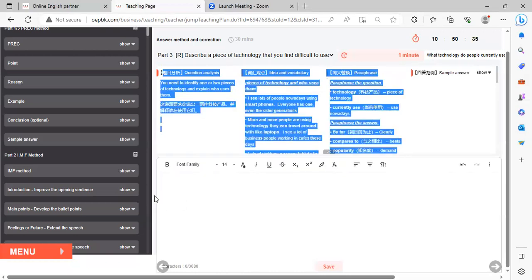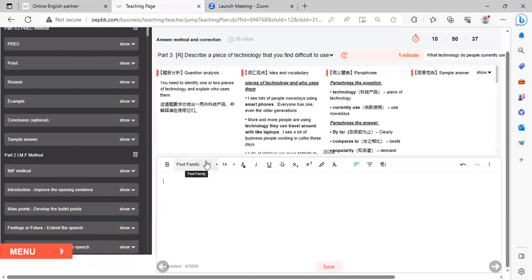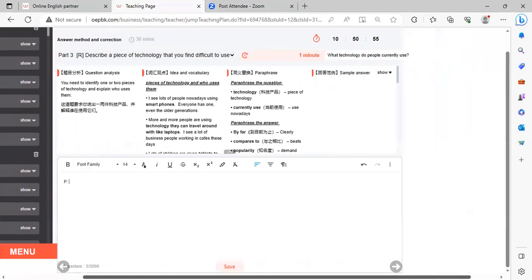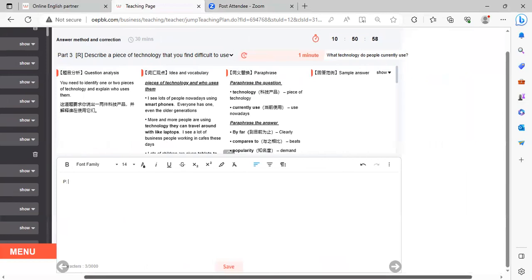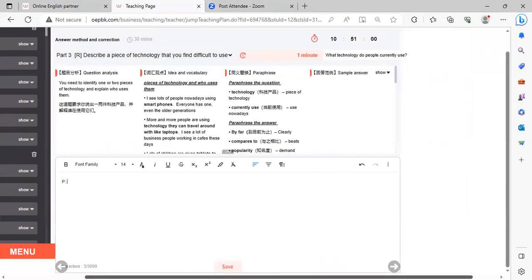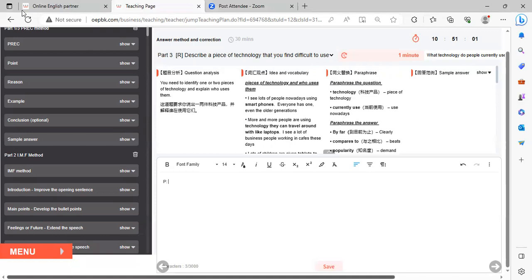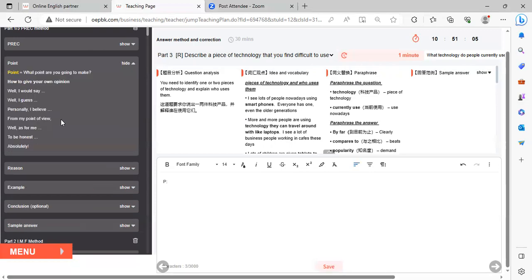Okay, so I'll pretend that I'm your teacher again and I'll help you answer part three using the PREC. Yes, ma'am. Now, since we already discussed part three, I mean PREC, let's use it with the first part three question. Let's have the first question. What technology do people currently use? So, of course, let's start with your point. Again, kindly choose one introductory phrase.